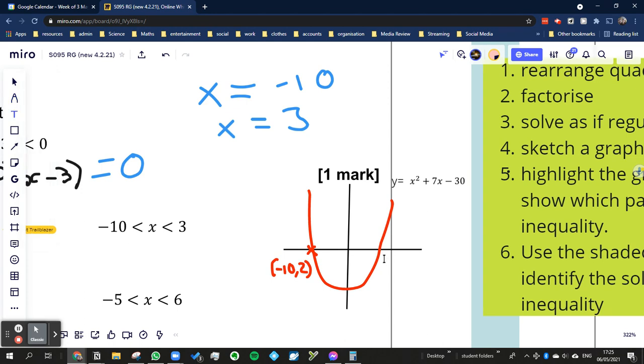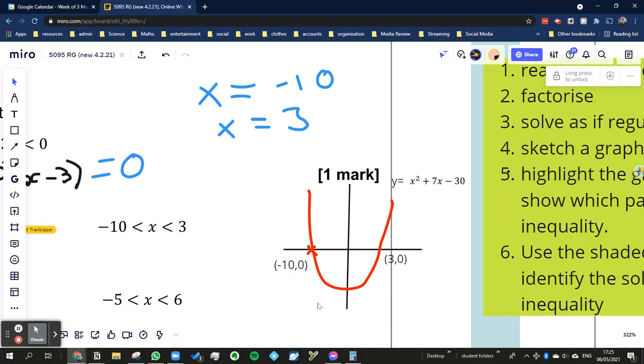In fact, maybe it's better to use a text tool here. And 3 and 0. Oh, wait a second. What have I done there? I don't know why I wrote 2 there at all. Let me just rewrite that. Anyway, negative 10 and 0, because of course it's 0, that's what value y is at that point.